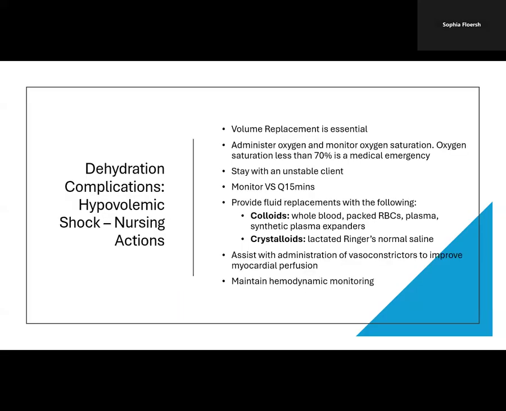So what can we do for this complication? Volume replacement is essential. So making sure that we're giving them replacement of fluids, administering oxygen, because with that lack of perfusion, we start impeding on our ability to have adequate oxygenation.